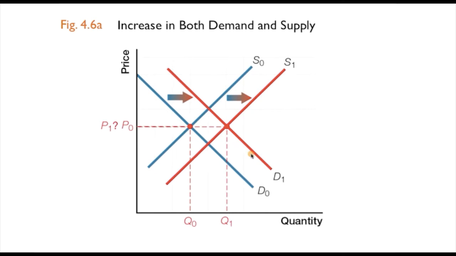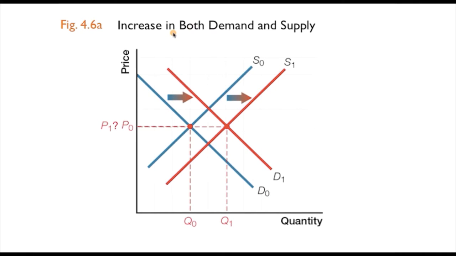But if I had drawn the demand curve shifting out a little bit more, or the supply curve shifting out a little bit more, the price might have been higher, the price might have been lower. We simply don't have enough information to know what will happen to the equilibrium price. On the other hand, no matter how you draw the distance of the rightward shifted demand curve and the rightward shifted supply curve, there is no question that the equilibrium quantity will increase, in this case from Q0 to Q1.